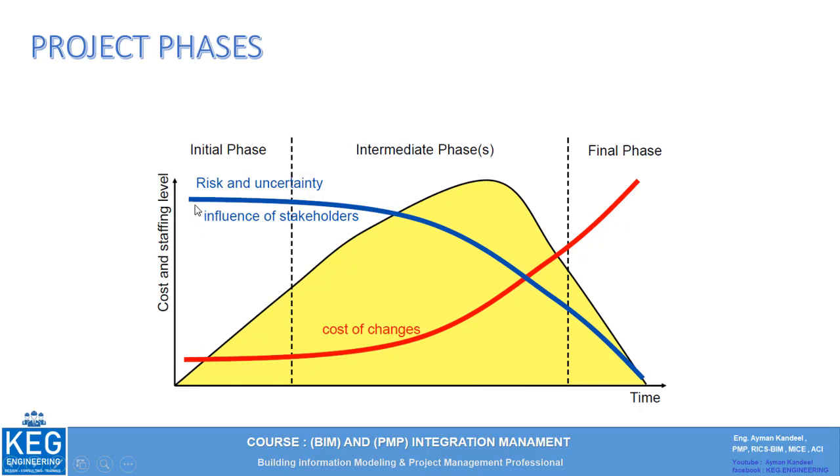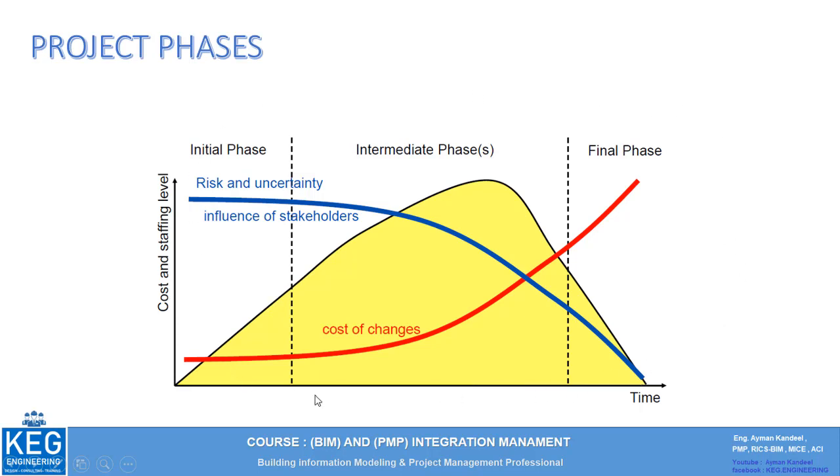In the opposite direction, risk and uncertainty. At the initial phase, we don't know what specific risk we can meet, or what the specific scope is, or what the final product we can expect is. And the uncertainty level starts to reduce through the intermediate phase, and until we reach the final phase, everything is clear.